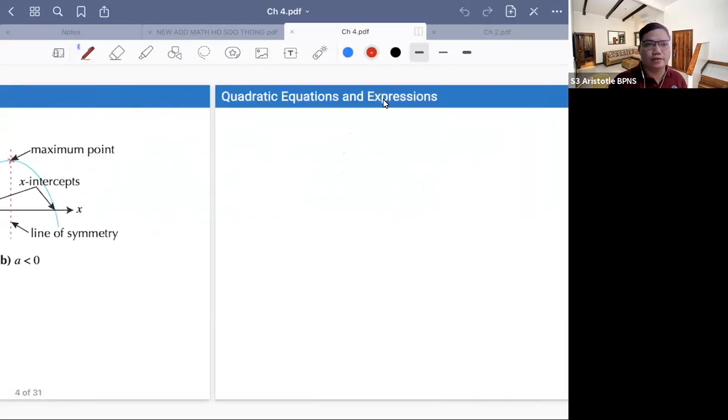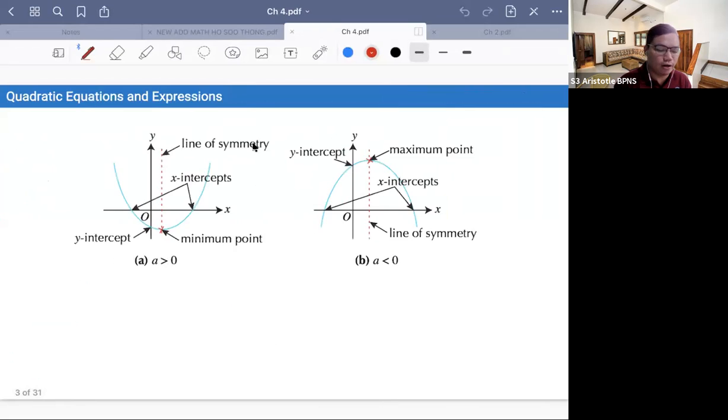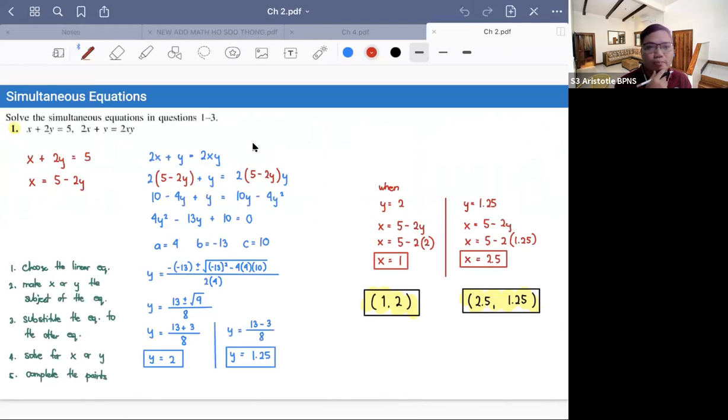Of course, I'm going to discuss all of the three questions before we go to chapter 4. Okay, so basically later we will be going to chapter 4. And before that, let's go to chapter 2 and then the three questions. Again, you can use Desmos to see the answers for this one.